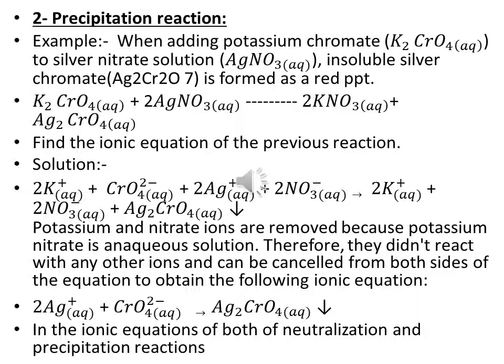When asked for the ionic equation, it can be answered: 2K+ plus CrO4 2- plus 2Ag+ plus 2NO3- gives 2K+ plus 2NO3- plus Ag2CrO4, which doesn't change because it is precipitated.